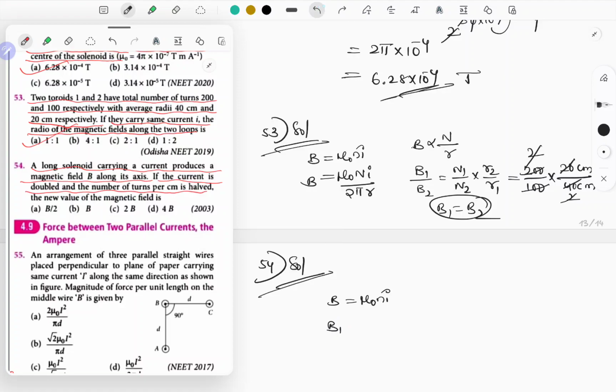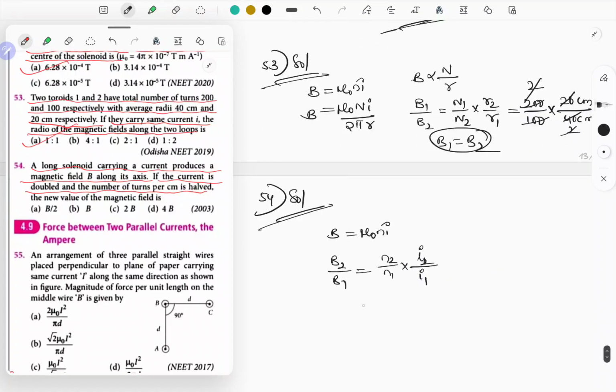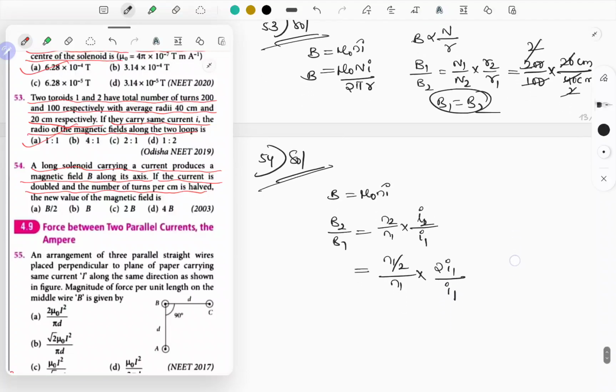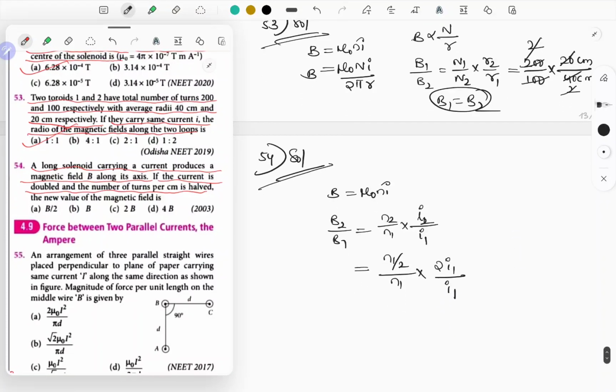Let's find out B2. B2 by B1 is equal to N2 by N1 into I2 by I1, where N2 is halved, that is N1 by 2, and the current is doubled, it means 2 times I1, divided by I1. I1 will get cancelled out, and N1 also will get cancelled out. 1 by 2 into 2 will be there.